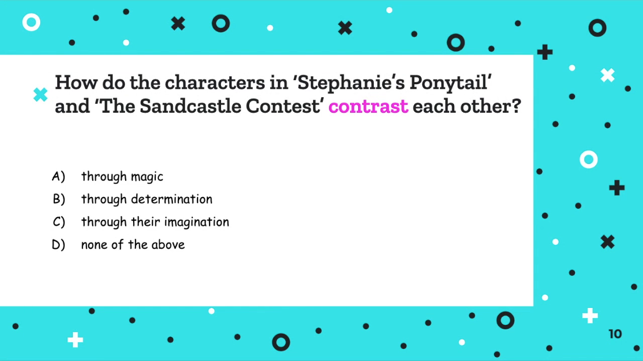Next question. How do the characters in Stephanie's Ponytail and the Sandcastle Contest contrast each other? Okay, so we're looking at the characters in both of the stories. And contrast, we know, means different. Okay, so if we think about how the characters in each story are different, are they different through the use of magic, through determination, imagination, or none of the above?